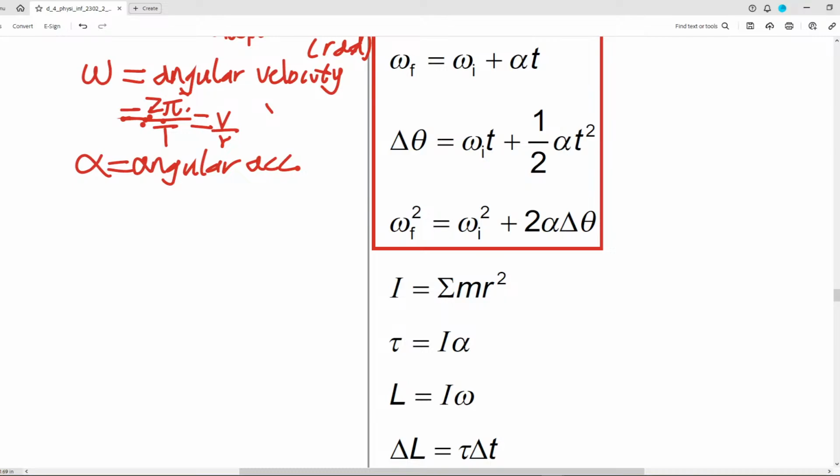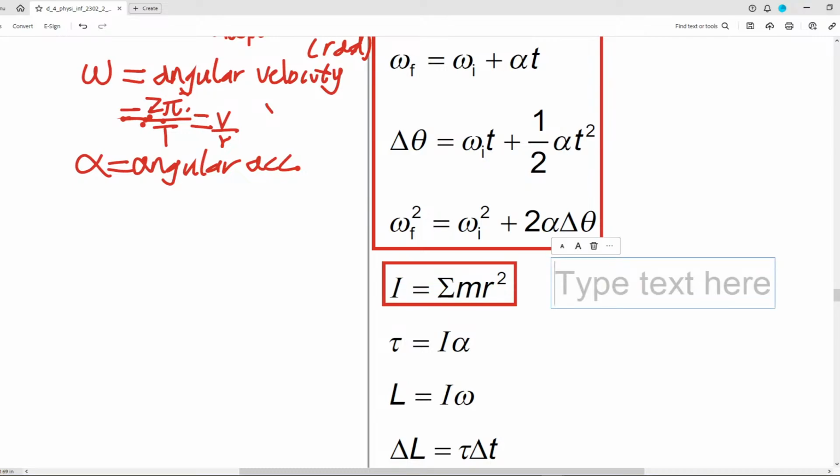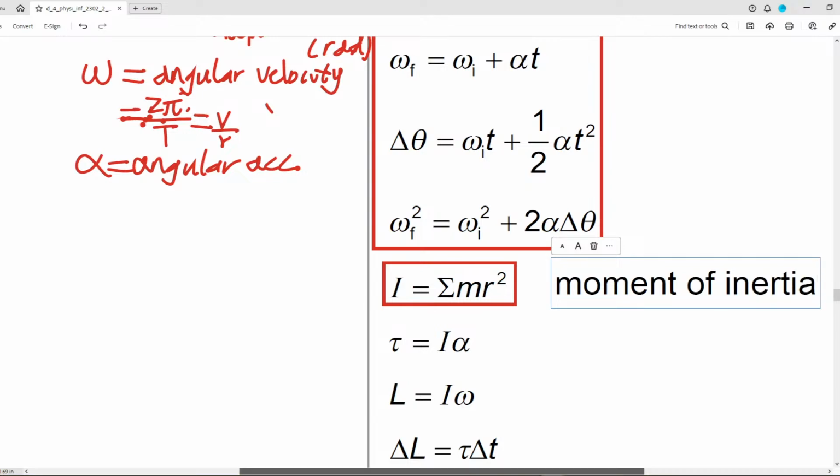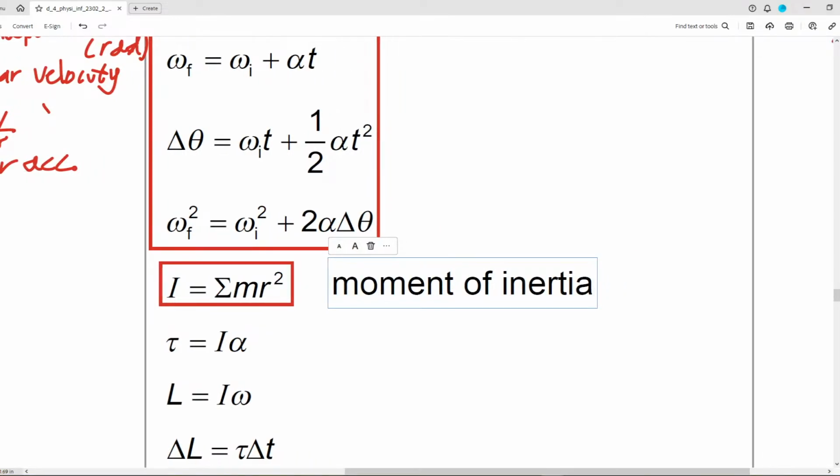So the formula for moment of inertia is proportional, of course, to mass, as you can see, but also to radius squared. Which means the further you are from the center, the harder it is for you to rotate.